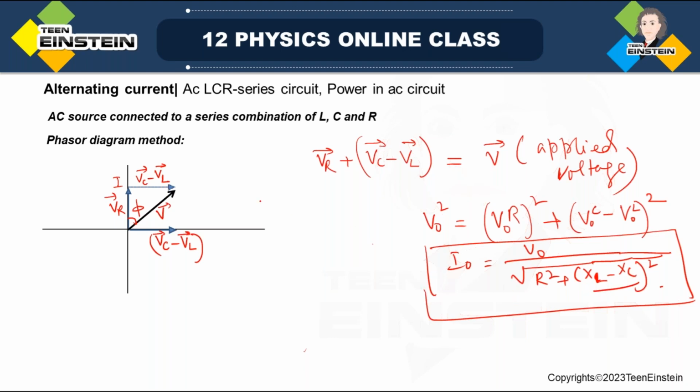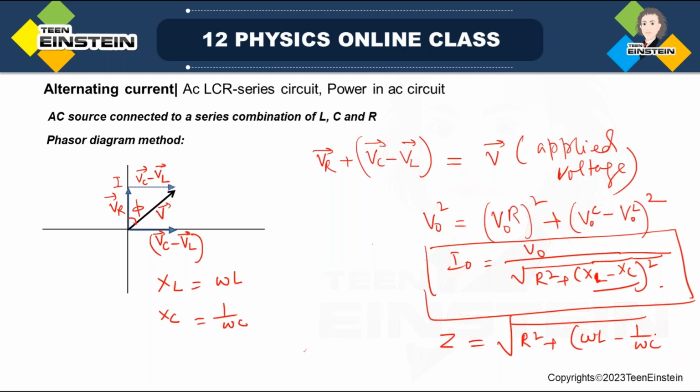Okay, so this XL is actually omega into L, and XC is 1 over omega C. I can just put the value over there so that I get Z. So Z will be the square root of R square plus (omega L minus 1 over omega C) whole square. Okay, so this is the case. We have got the impedance, and we have got the expression for the magnitude of the current.